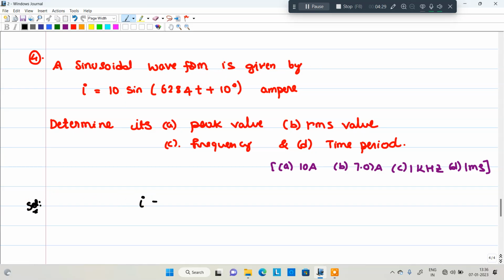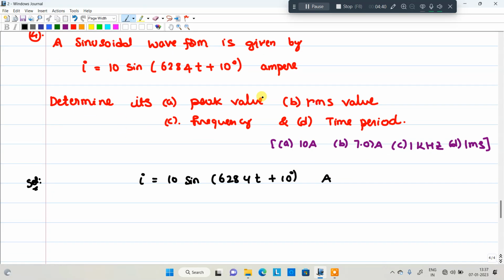So that i is equal to 10 sin(6284t + 10 degrees) amperes. They are asking about the peak value, RMS value, frequency and time period. These are the parameters we want. First one, peak value. The peak value is nothing but the maximum value, right?